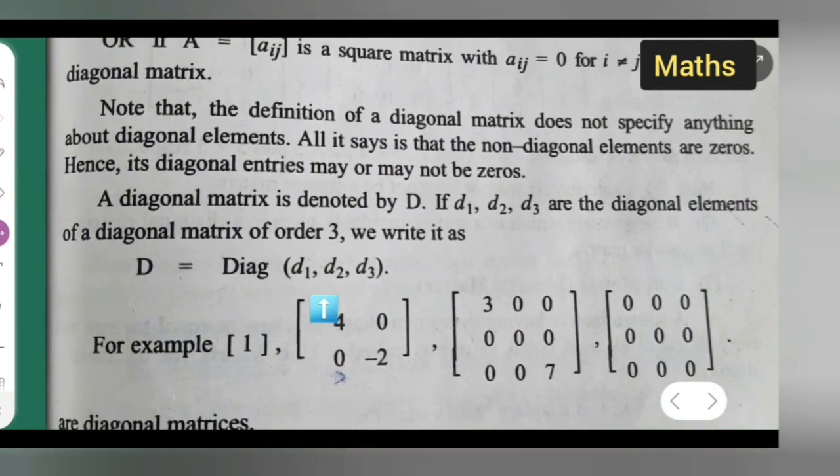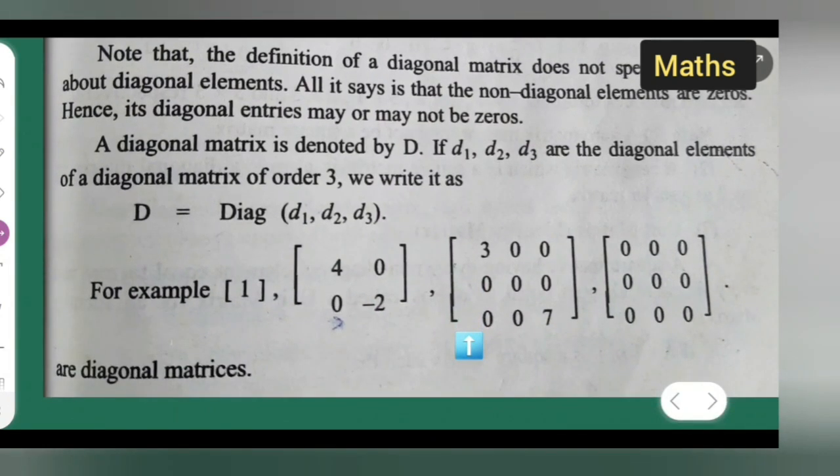So what does it say? d1, d2, d3 are the diagonal elements of a diagonal matrix of order 3, so this is of order 3. All it says is that non-diagonal elements are zeros, hence its diagonal entries may or may not be zeros. Not necessary, it may be 0, may not be. So it is 0, 0 over here, and here it is non-zero. These are the examples of a diagonal matrix which you can take down.